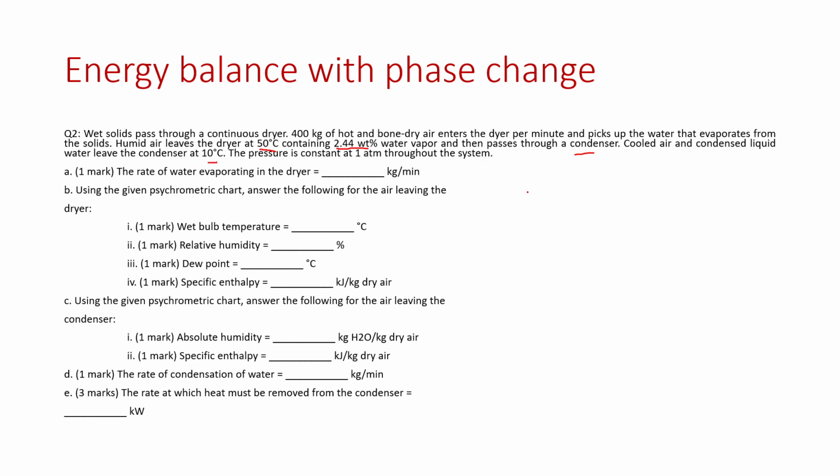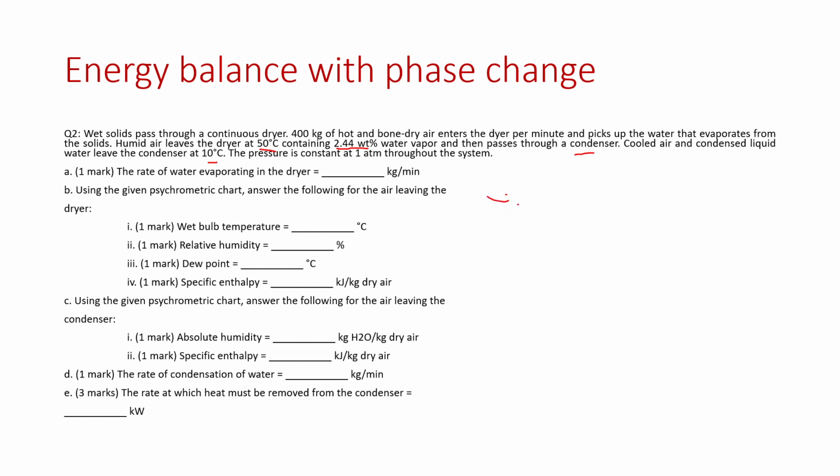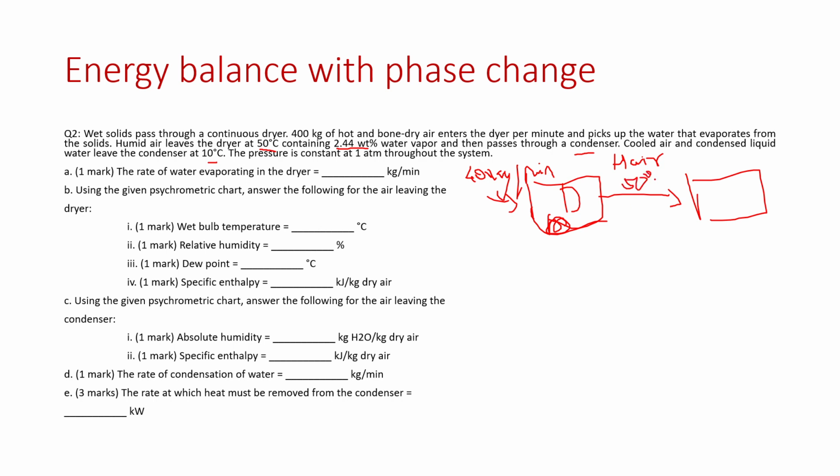So what they have given is air enters the dryer at 400 kg per minute, picks up the water from the solid that is present, and humid air leaves the dryer at 50 degrees Celsius and enters the condenser where the water vapor is condensed, and cooled air leaves the condenser at 10 degrees Celsius, and the whole system, the pressure that is maintained is 1 atmosphere. This is the information that they have given in the question.